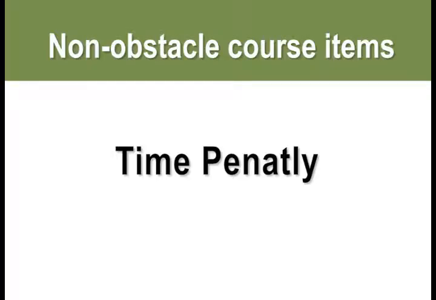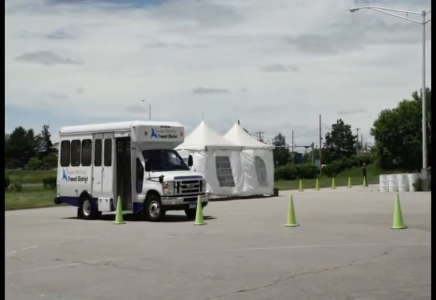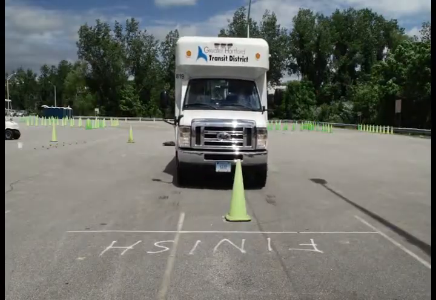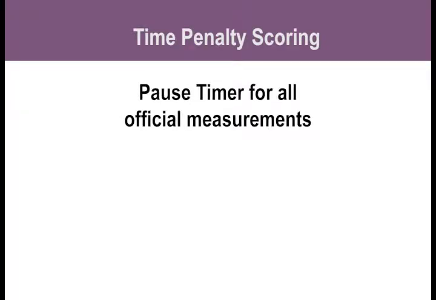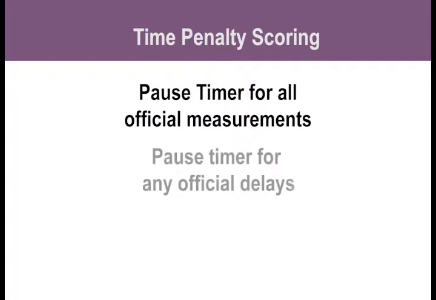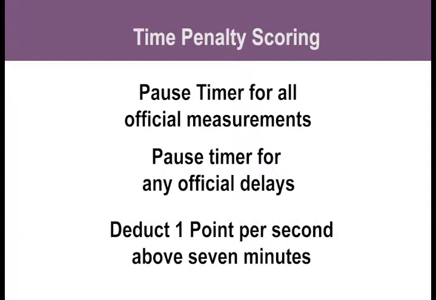Time penalty. Timing begins when the vehicle's front bumper crosses the starting line and ends when the vehicle comes to a full stop at the last obstacle. The stopwatch should be paused when the vehicle stops for measurements at the right reverse, passenger stop, left reverse, or if the vehicle is held for any other reason along the course. A time penalty of 1 point per second above 7 minutes will be assessed. The judge inside the vehicle rates the contestant on these items.